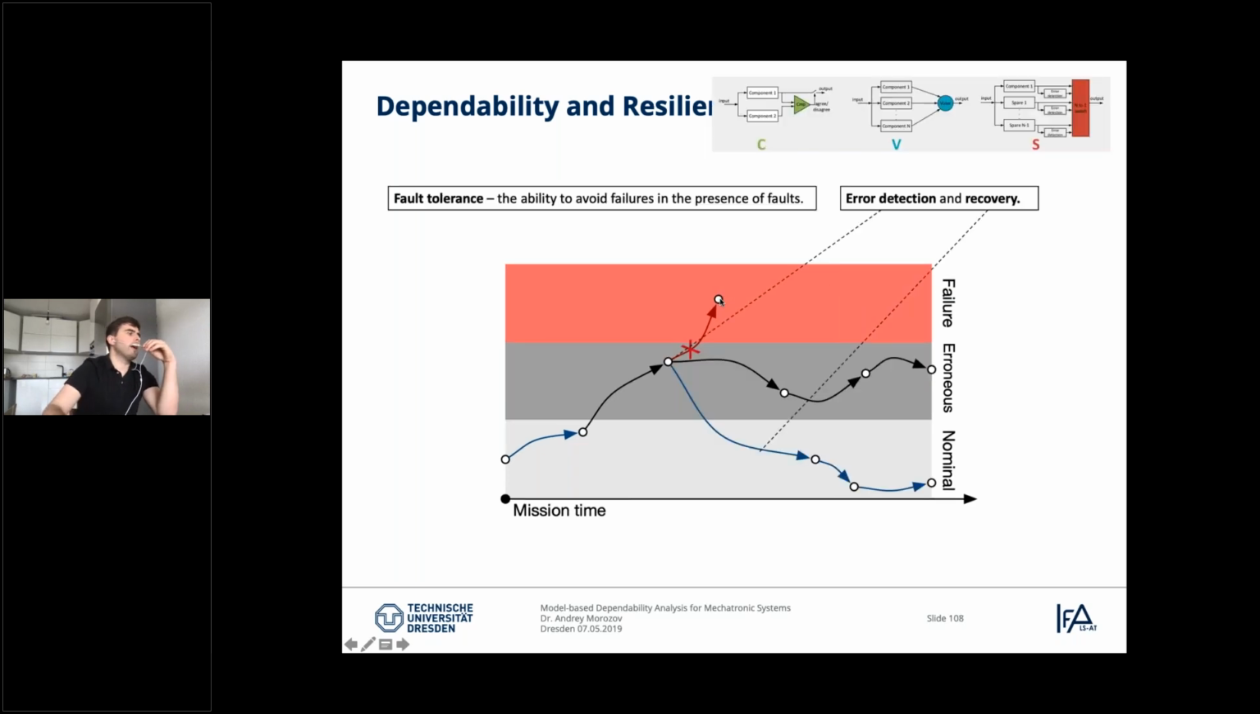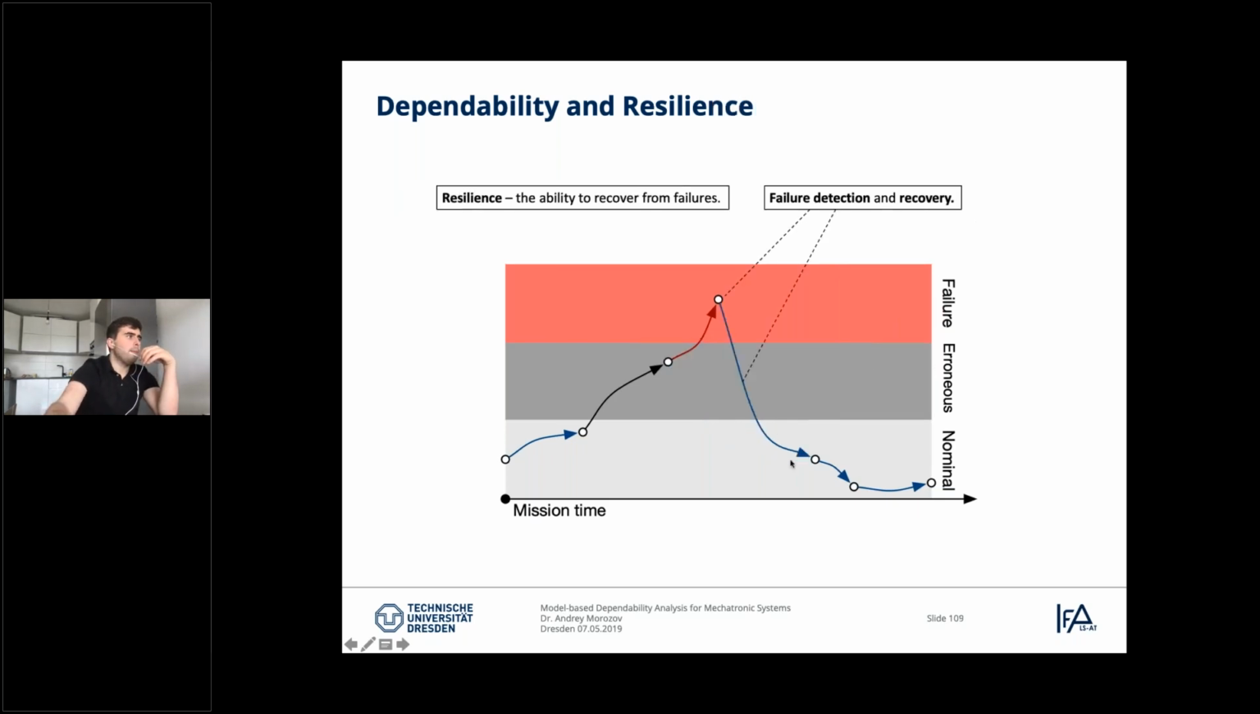Fault tolerance is basically the ability of the system not to go from the erroneous state to the failure state. And this can be done with different fault tolerance techniques like redundancy, voting, spare. We'll talk about it in the next lecture. These are different redundancy or reconfiguration techniques so that we do not jump to the failure state. We detect the error, we recover, we stay in this erroneous state, or maybe we even recover to the nominal state.